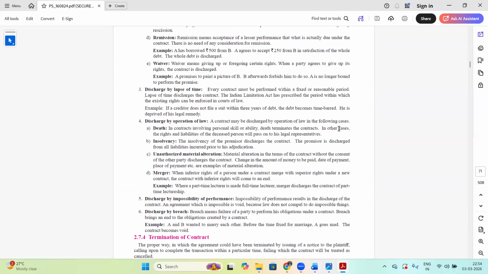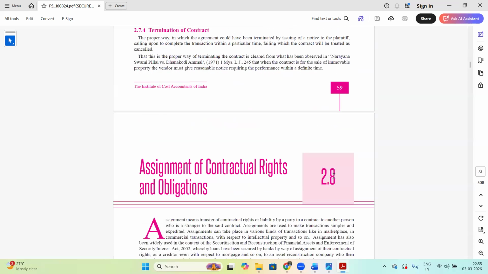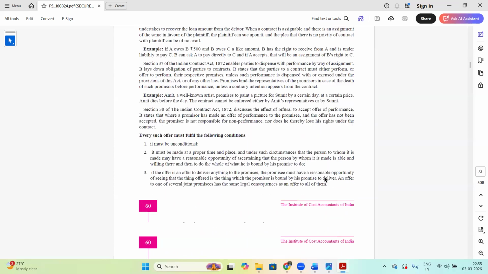Suppose Mr. A enters into an agreement with Mr. B saying he shall supply certain goods on so and so date. But that day he didn't complete the contract. So because of breach of trust or breach of contract, conditions have not been satisfied, the contract shall be discharged. Like that, based on the circumstances, you should be able to identify what kind of discharge it is.